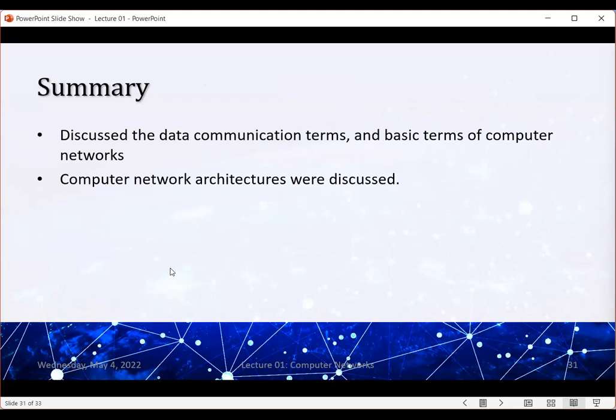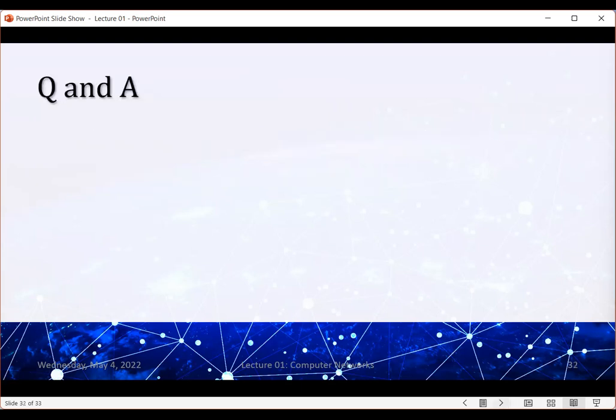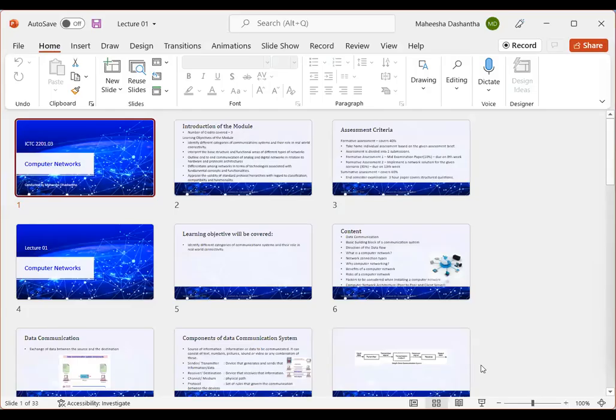Okay, I'm moving forward. We have discussed the data communication terms, actually the basic terms of computer networks today. And also we discussed the factors you should consider when installing a computer network. With that, we discussed the network architectures as well. And if you have any question, you can ask. මොනවා හරි ප්‍රශ්න තියෙනවා නම් අහන්න.